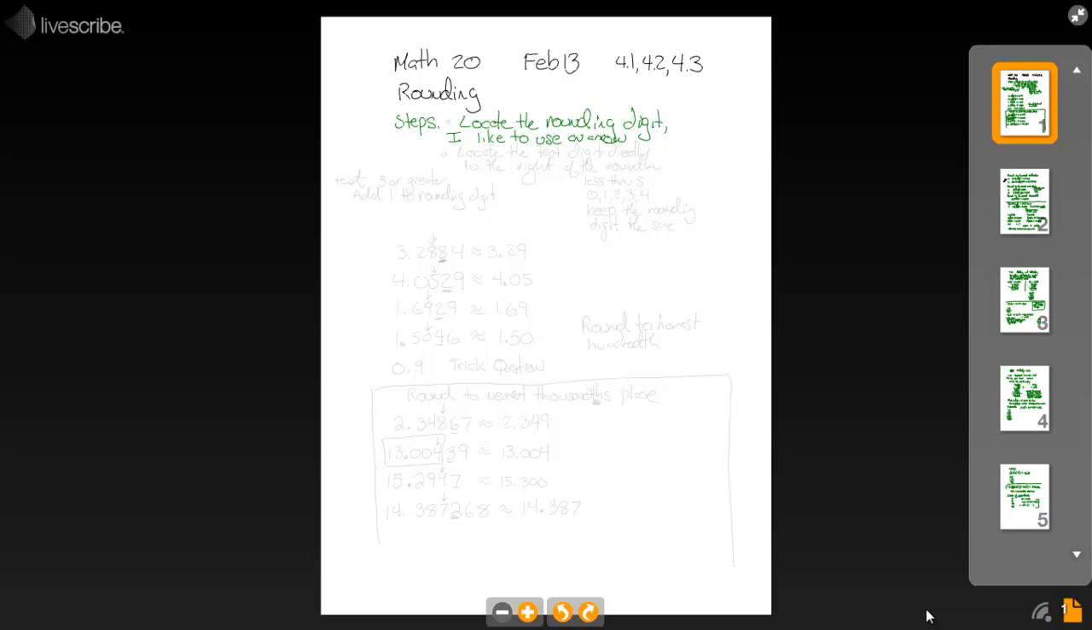And that's called my rounding digit. So I'll write one of them on my talking pen here. We'll do 3.2884. So what I've done so far is put an arrow on it. And then next it says locate the test digit directly to the right.